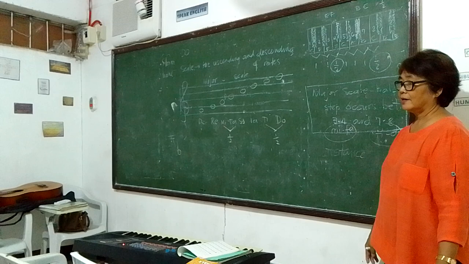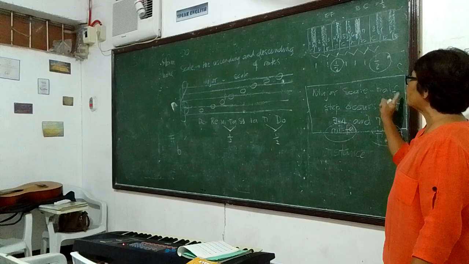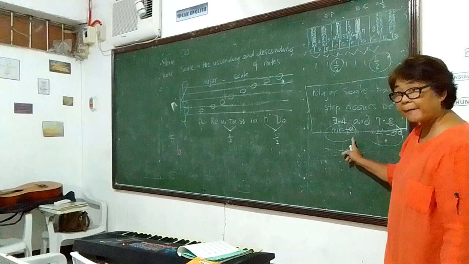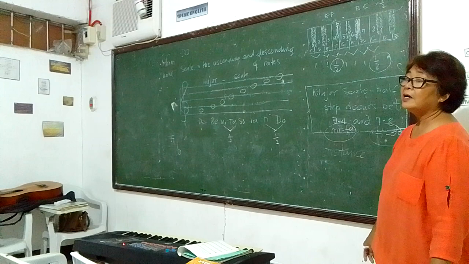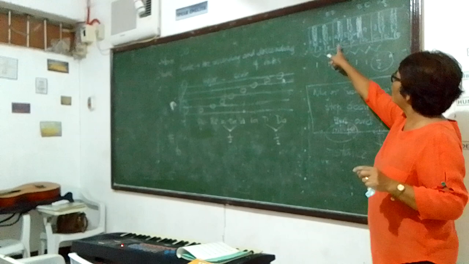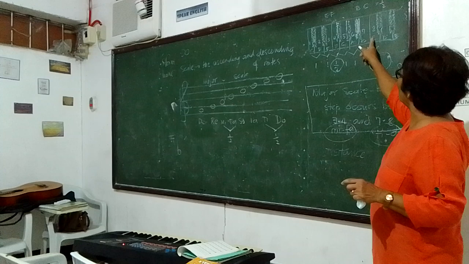Yes, because we are following the major scale pattern in which 3 to 4, or mi to fa, is a half step, and 7 to 8, or ti to do, is a half step. If you don't make it flat, if you don't make it a half step, it is no longer a major scale. Okay, again. Do, re, mi, fa, so, la.